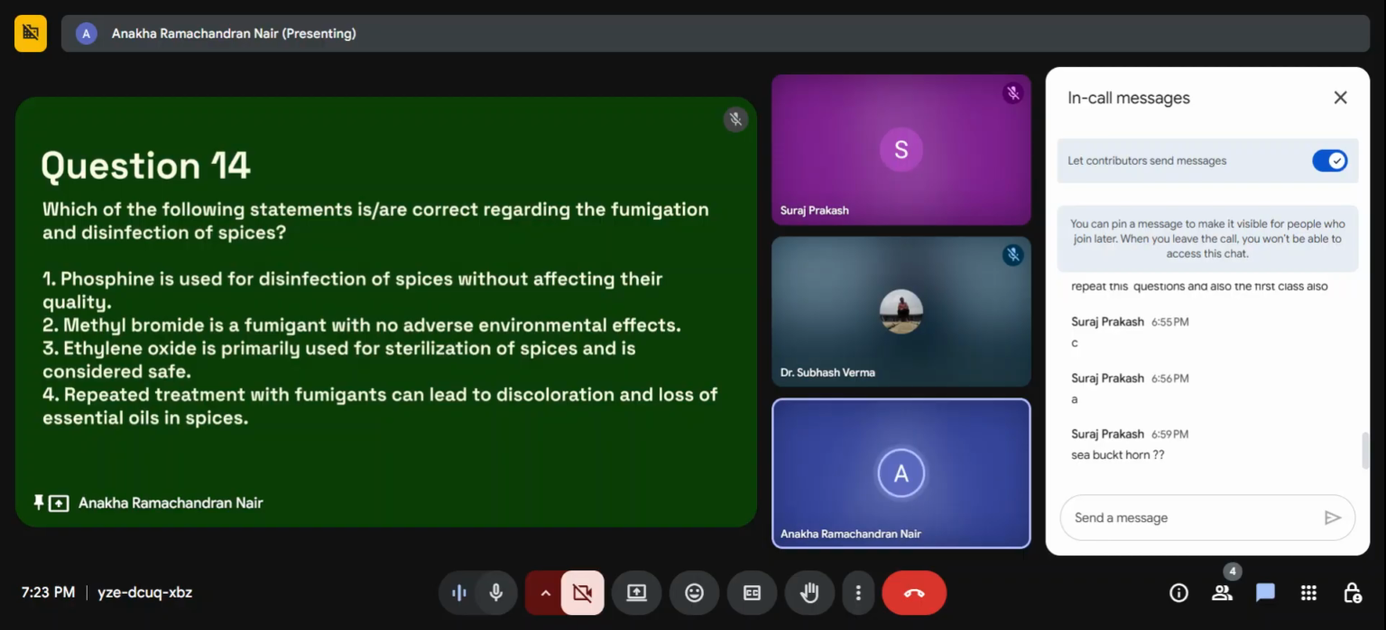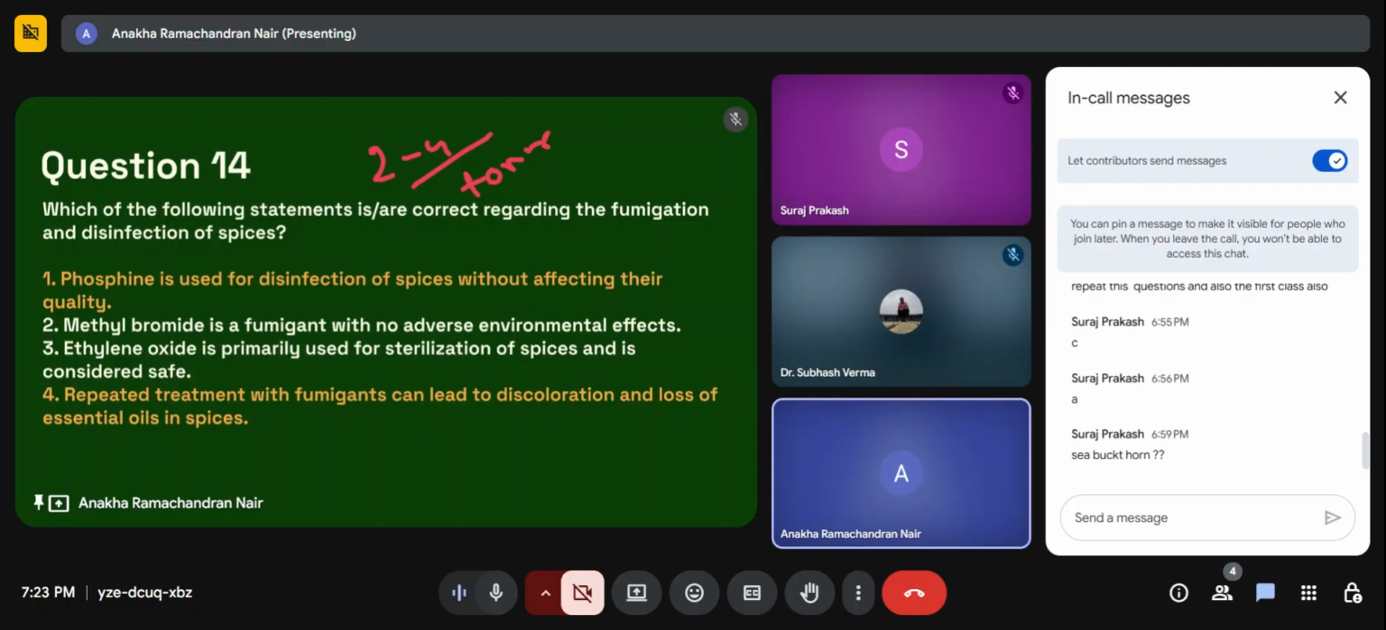Alright, so let's see what the answer is. So this is more of a very theory question, so you would have had to remember this information, right? So phosphine is in fact used for disinfecting spices without affecting their quality. The correct dosage would be 2 to 4 aluminum phosphide tablets per ton of produce, for not less than 5 days, and that will disinfect the spices without affecting their quality.